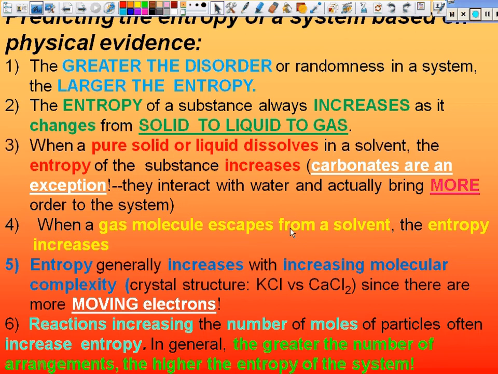Entropy generally increases with increasing molecular complexity. Put a big star beside number 5. That's the one that a lot of students forget about. What in the world does it mean by increasing molecular complexity? A larger crystal is more complex. And there's one key reason, and it's down here in this part right here. That white phrase. So if you're highlighting, I would highlight that part right there. Moving electrons.